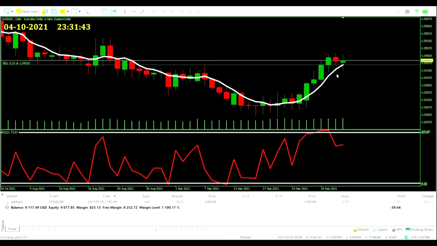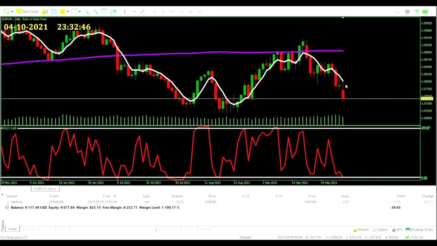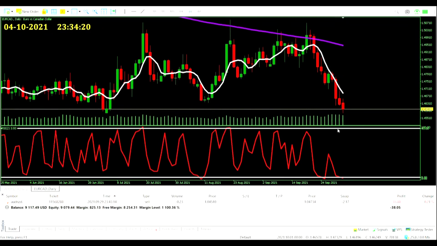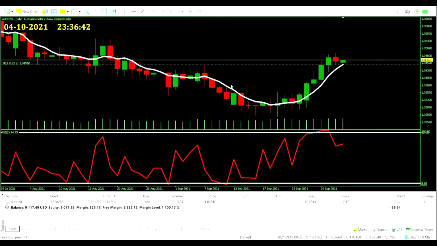Let's have a look at those other currency pairs, see if we got any entries. Euro Swiss franc getting below 5 on the RSI, but price is below that 200-period moving average, so we ignore it and we move on. Same story on the Euro CAD, big sell-off on price, RSI below 5. Nothing else of interest and certainly no new entry signals for us. We'll just come back tomorrow and check again.